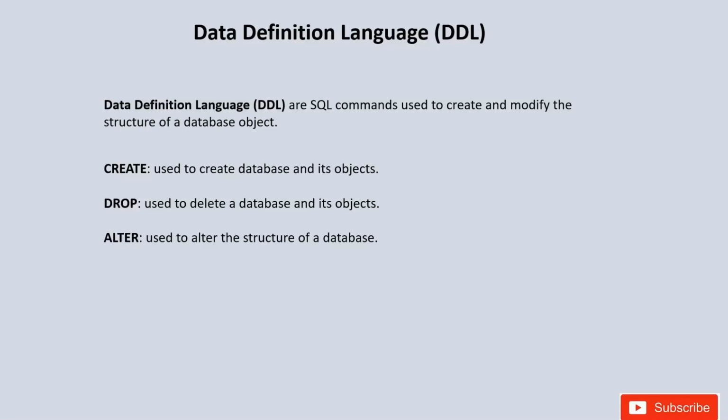We also used it to create a table. We also have the drop command, which we used already. We used drop database to drop one of our databases, and we also used it to drop our tables. So already we have covered both the create and the drop command. The last command under the data definition language is alter, which we use to alter the structure of a database.